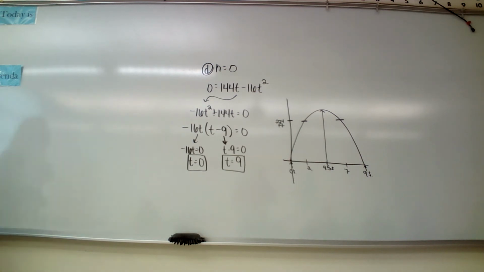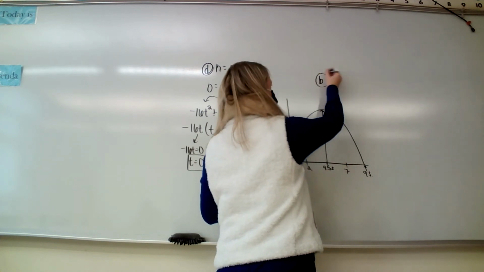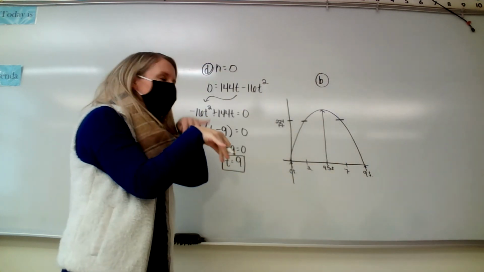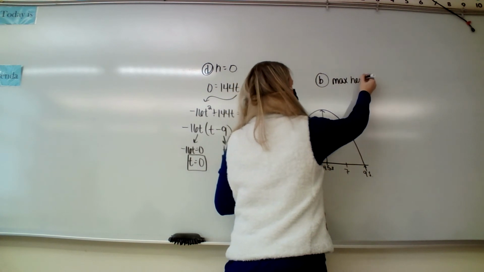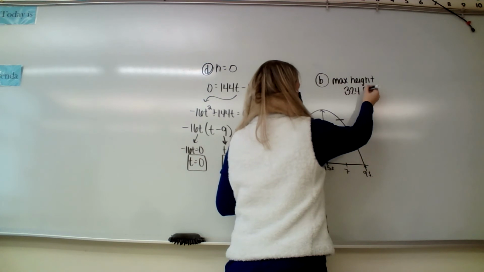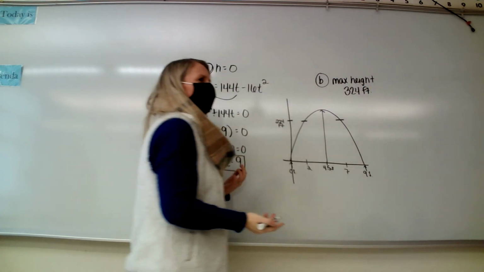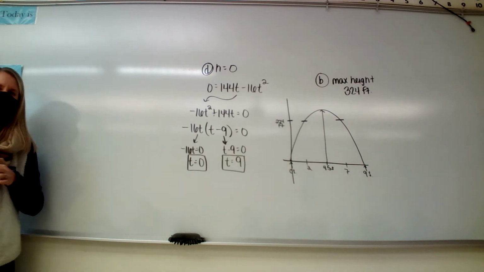Sorry, Moo, what was the maximum height? 324. 324. So if you backtrack to B, now that we have the idea of what was going on, the max height was 324, which is ridiculously high. I don't know how anyone would ever toss a ball up to 324 feet, but you got the idea.